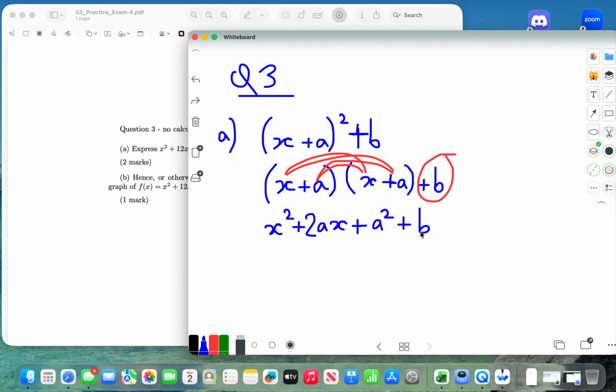And we have an x squared term. The coefficient is 1 because the coefficient is how many x squareds do you have? You have 1. There's no number in front of the x squared, so that's 1. And we have an x term, and the coefficient is 2a. And we have a term which is independent of x, i.e. it's just a number, a squared plus b.